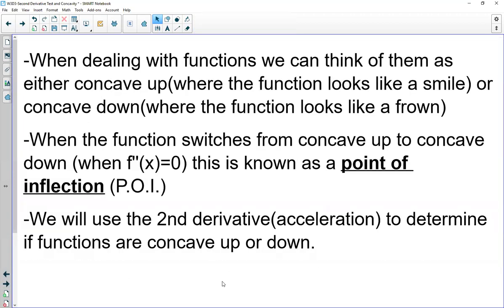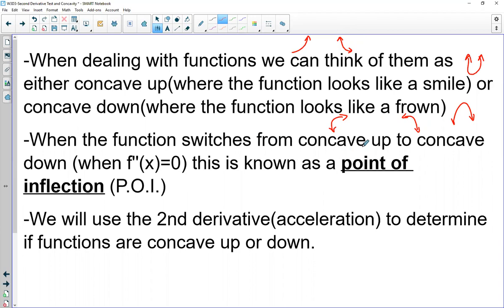So when dealing with functions, we can think of them as either concave up, where the function looks like a smile, or concave down, where the function looks like a frown. Now, it doesn't just have to be a full frown or a full smile. When we're thinking about concave up, we can have half of one, or half of one going this way. When we're thinking of concave down, it doesn't have to be the whole one. It can be half of one as well, looking like these two here.